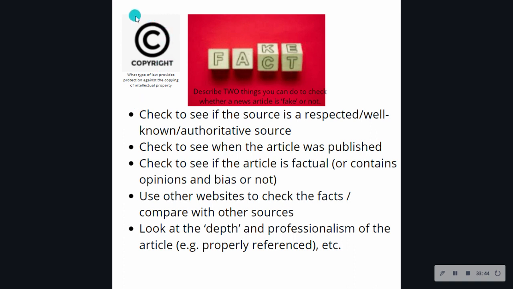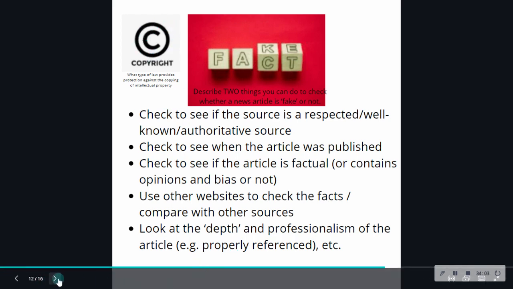And then you must just take note of copyright, which goes together with fact and fake news. What type of law provides protection against the copying of intellectual property? That would obviously be your copyright.